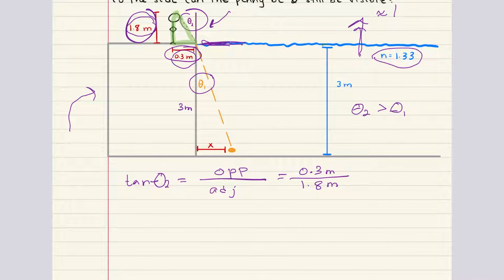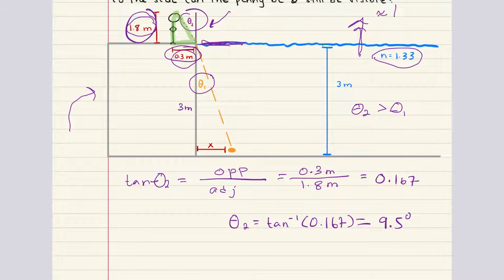If we plug this fraction into a calculator, we get 0.167. So tangent theta 2 is equal to 0.167. Now to solve for theta 2, we take the inverse tangent of 0.167. So theta 2 is equal to inverse tangent 0.167. Plugging this into a calculator, we get approximately 9.5 degrees.